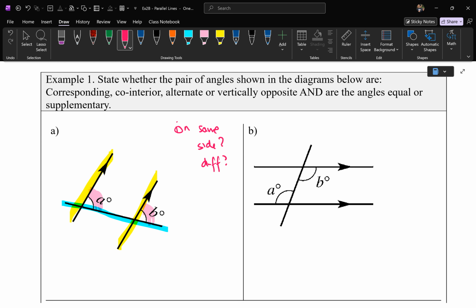So these two angles, are they on the same side of the transversal line or on different sides of the transversal line? Same. Here's the transversal line and they're on the same side. So if it's same, look at the column again in my notes. Which two have the same letters? Which two out of your four? There's only two. Which two can you have? Corresponding and co-interior. Those have two C's.